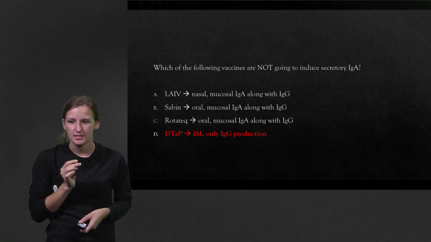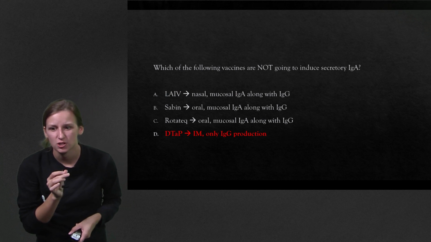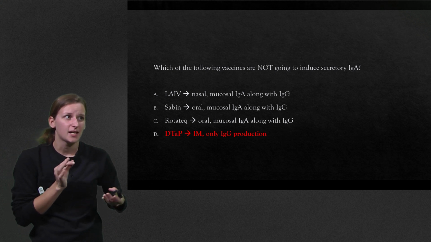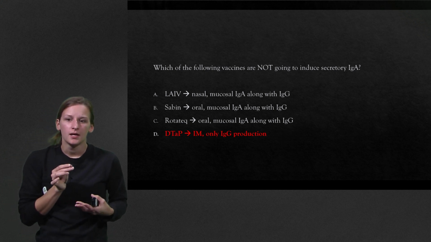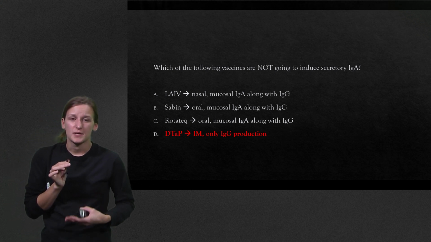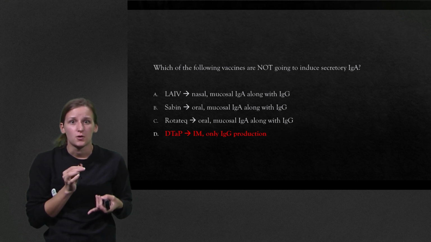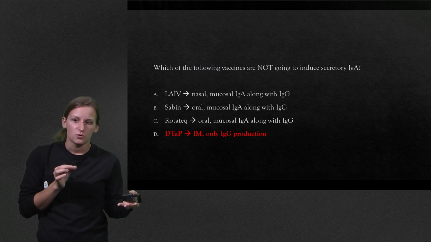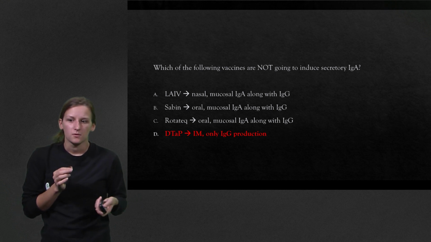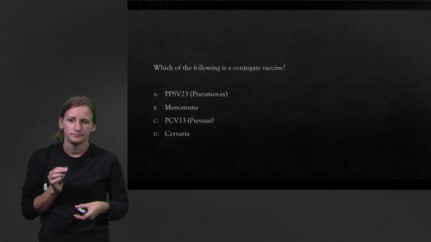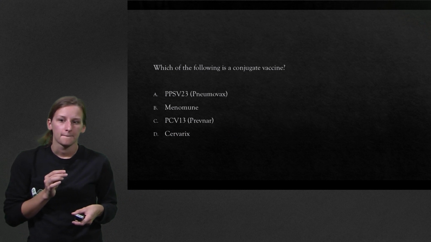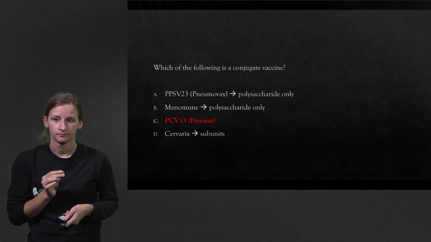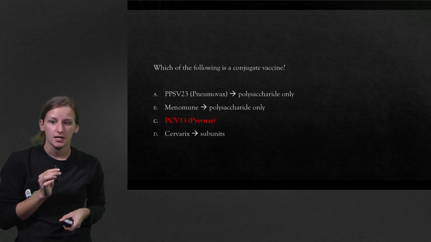So this one's going to be DTaP. DTaP is going to produce IgG. The other ones, this is kind of a connect the dots question, where secretory IgA is going to be produced because of mucosal passages, so the nose and then the mouth. So live is going to go through your nasal route. Sabin and RotaTeq you're going to take orally.